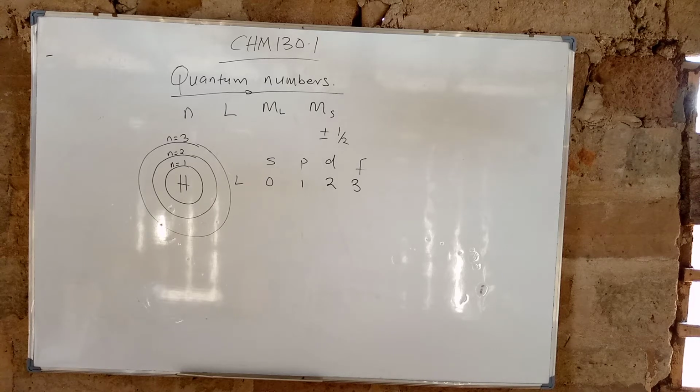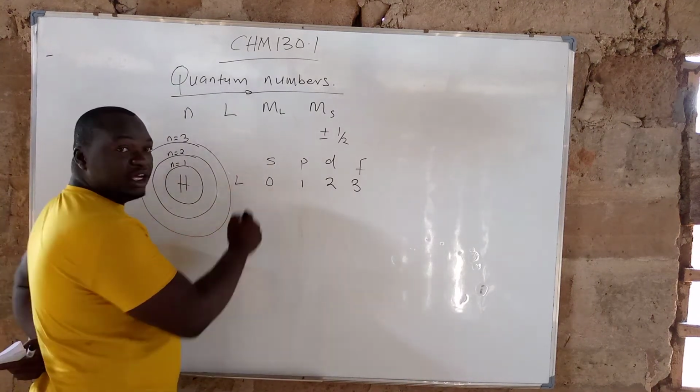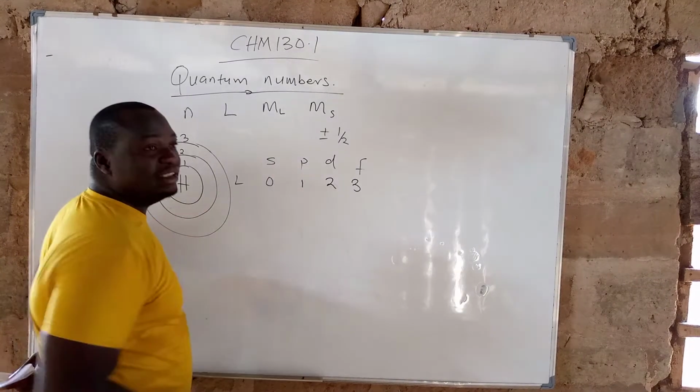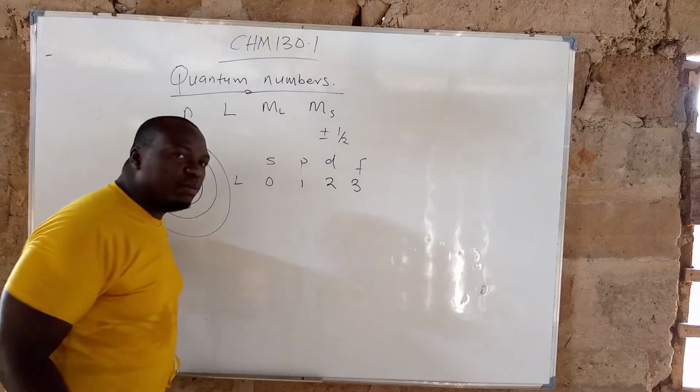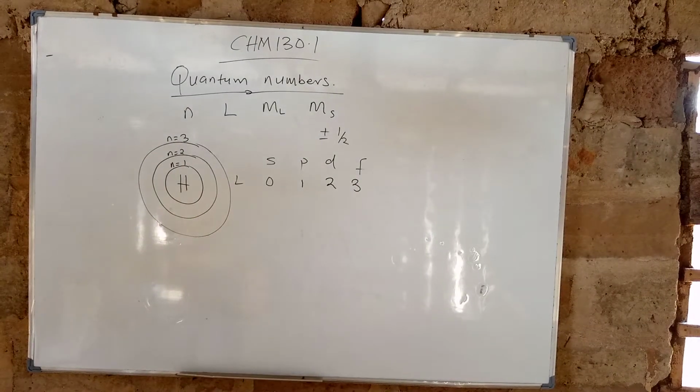Now, remember also, we need to know the shapes. The shape of S is spherical, and then P is dumbbell. D is double dumbbell, while F is a complicated shape. I'm taking my time to introduce the course proper, because like I said, we have a lot of things to do here. Now, let's go.